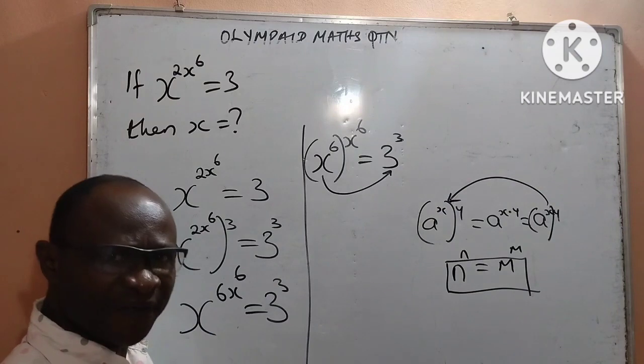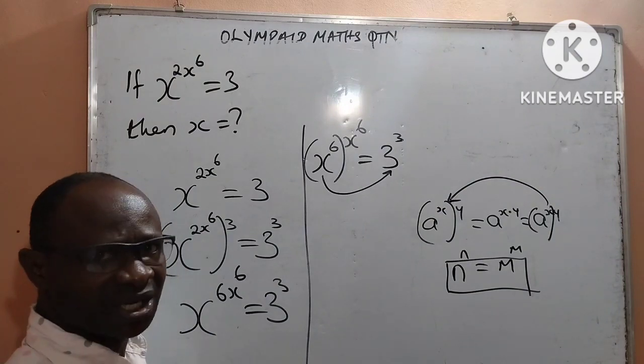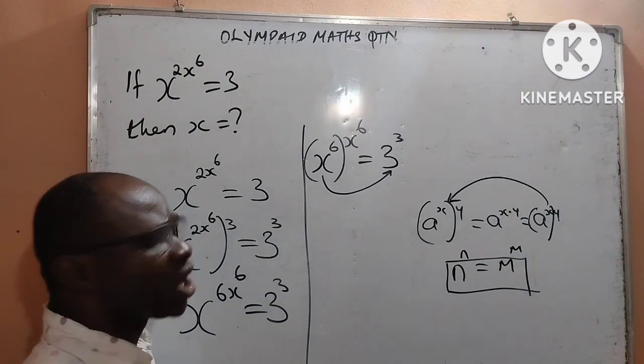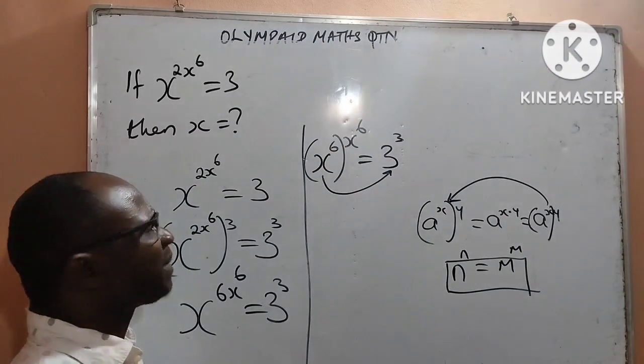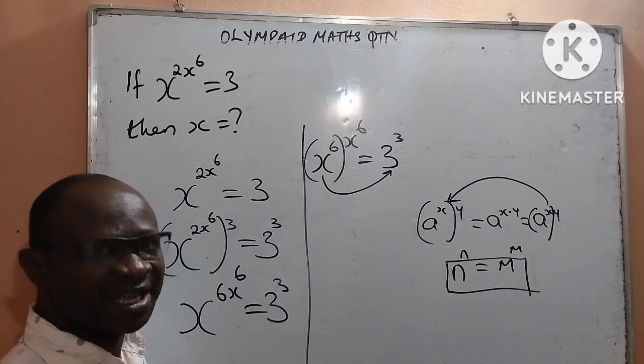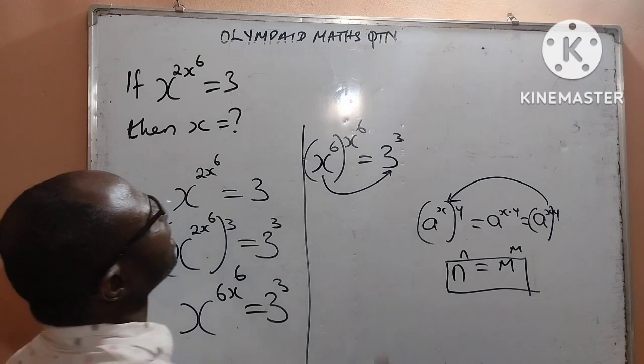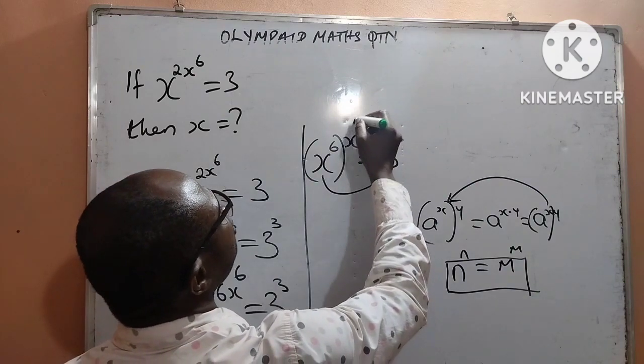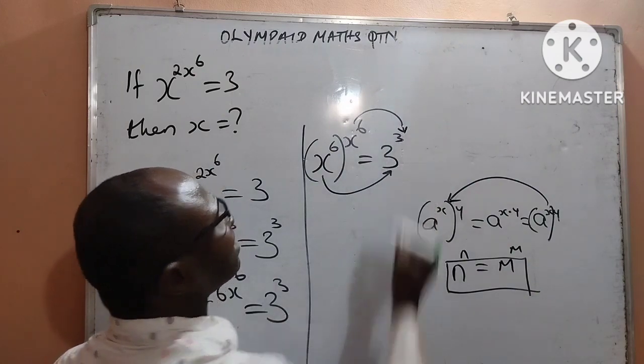You watch them over and over, and then you get used to it. So when questions from Olympiad come like this, you can simply apply the knowledge. And that is the essence of what we are doing. So the power on the left hand side will now also be equal to the power on the right hand side.